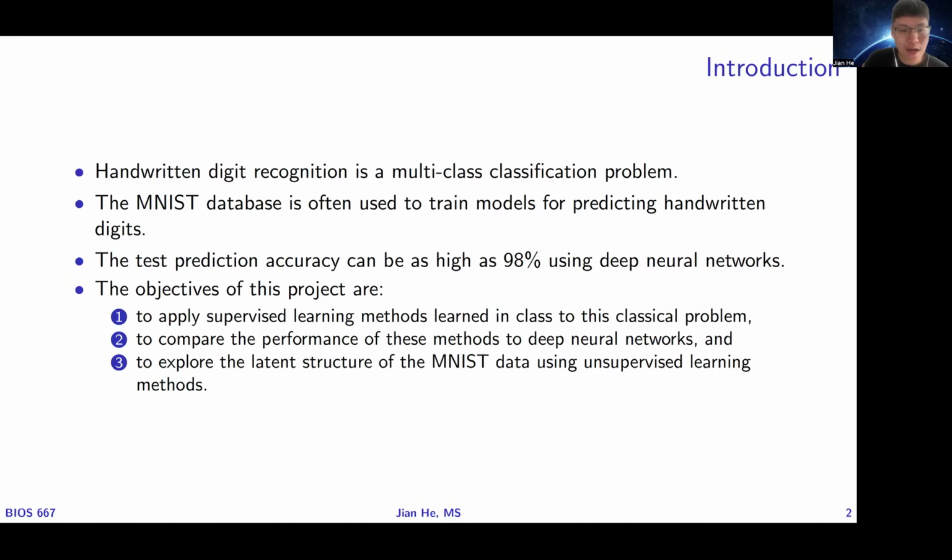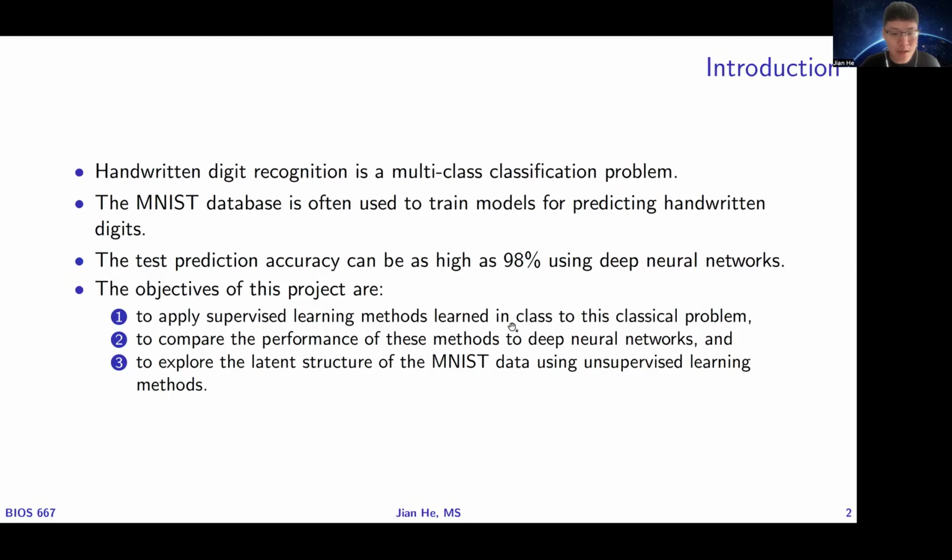So the subject of my research for this final project is predicting handwritten digits. This is a multi-class classification problem. The MNIST database is often used to train models for recognizing handwritten digits from 0 to 9. And the test set prediction accuracy can be as high as 98% using deep neural networks.